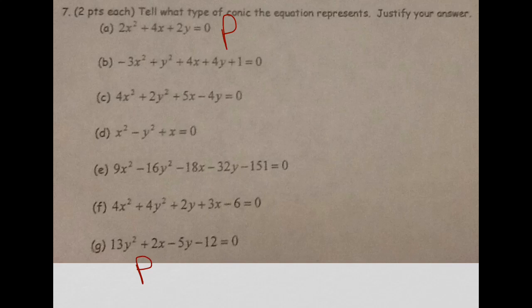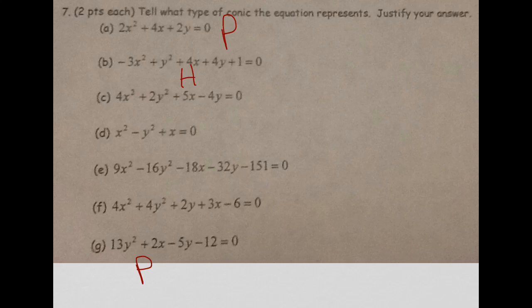Now I need to go through and I'll identify my hyperbolas. So a hyperbola is going to have both an x squared and a y squared. One of them is going to be positive, and the other is going to be negative. So you can see B is a hyperbola. You can see that C, since these are both positive, is not going to be a hyperbola. So this is a hyperbola.